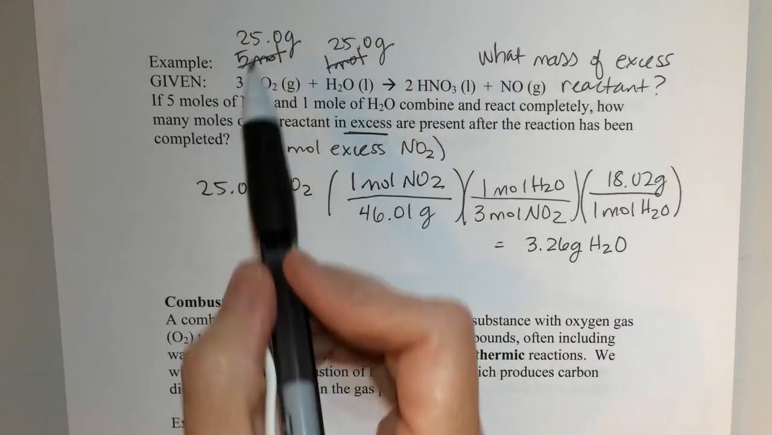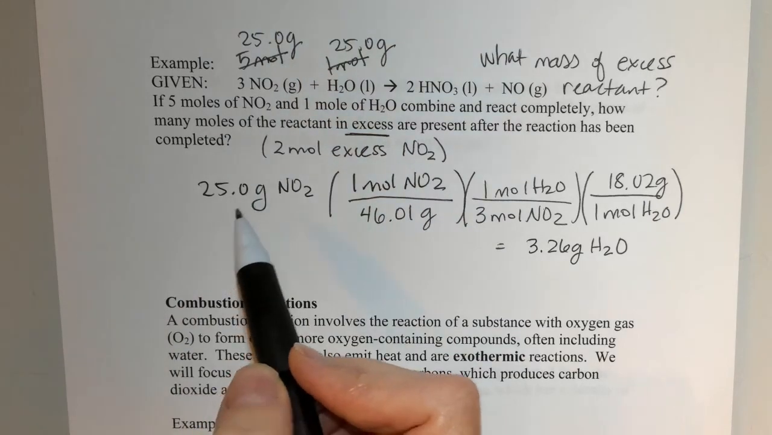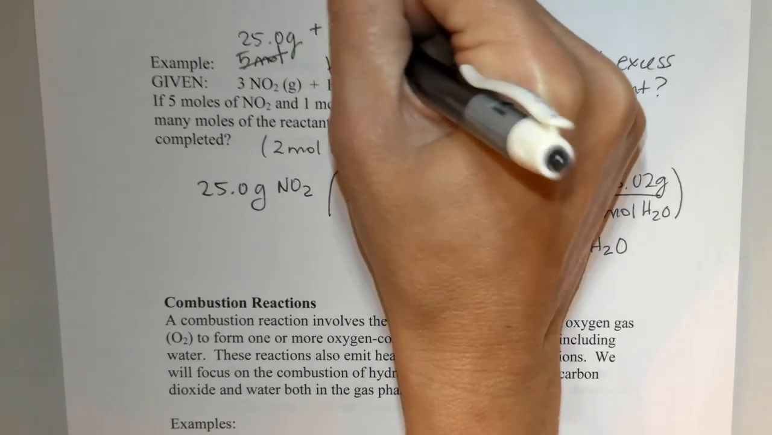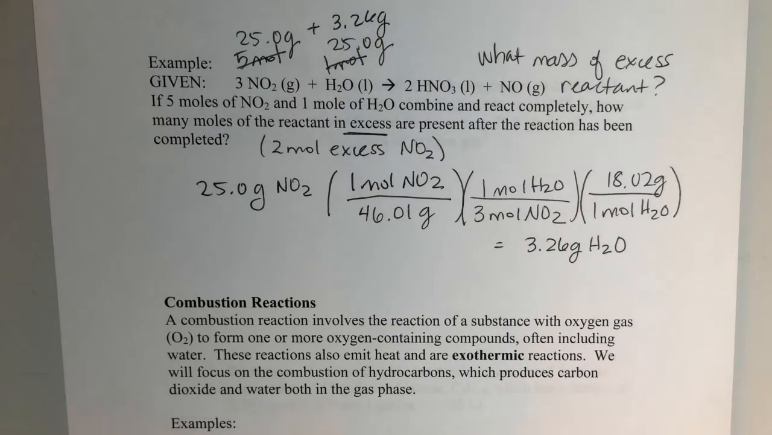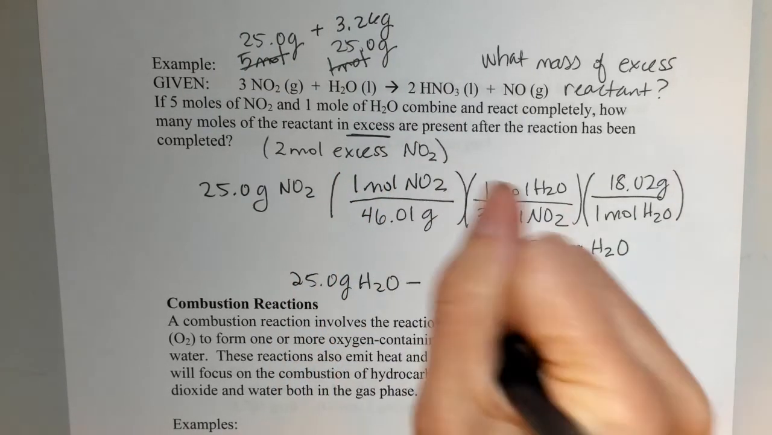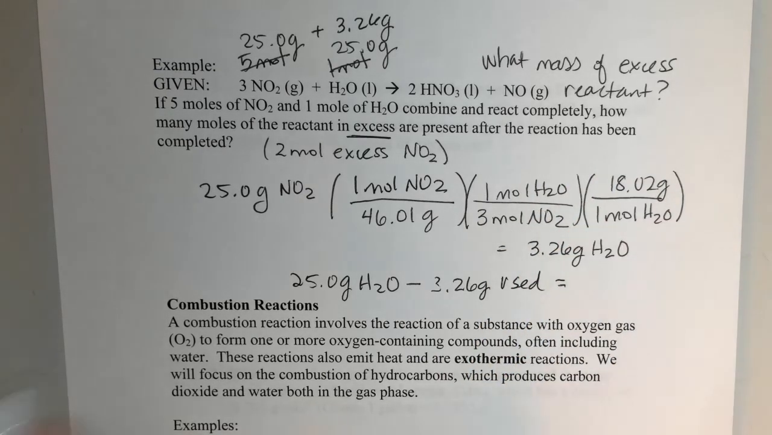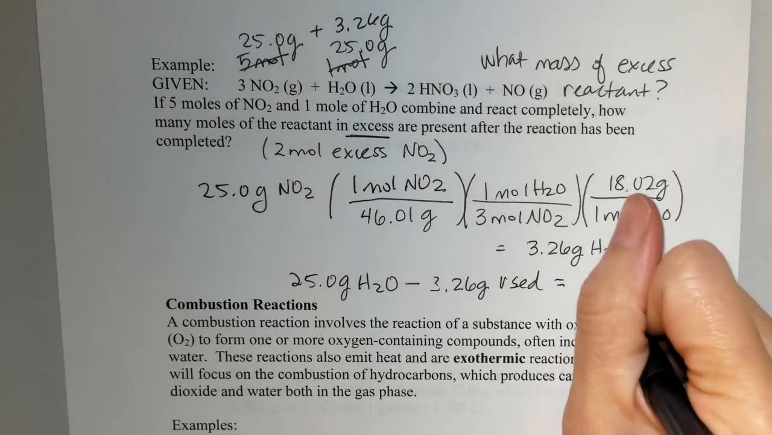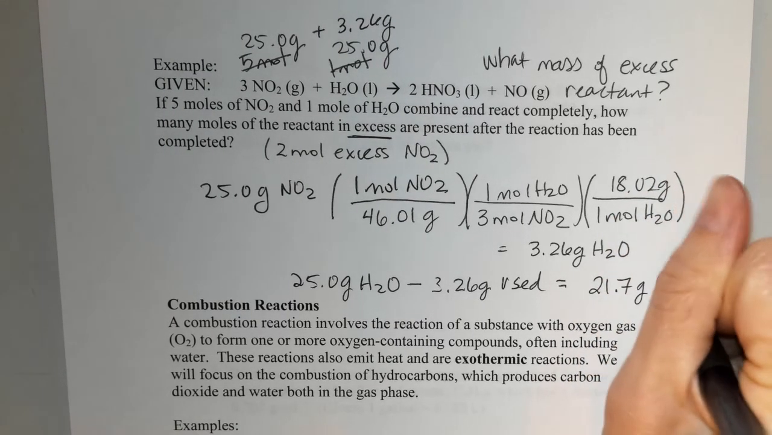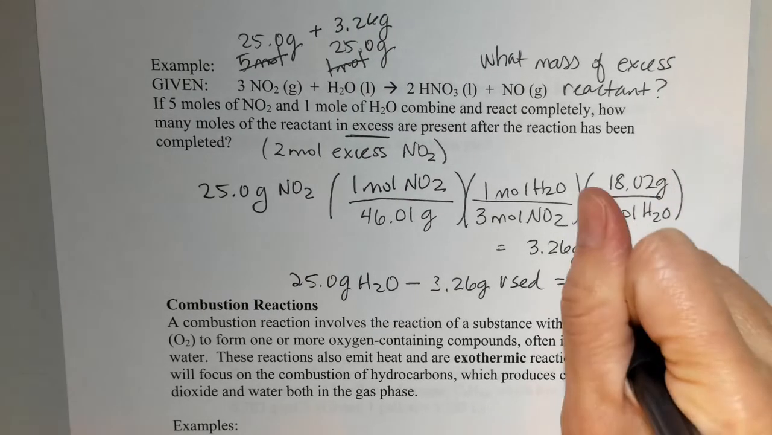So that means that if I put the 25 grams of NO2 into the container, it would combine with 3.26 grams of the water. But I had 25 grams of water. So 25 grams of water minus the 3.26 grams that I used. I'll follow my decimal places here. I'm only going to go one place past the decimal. So 21.7 grams of water would be present in excess.